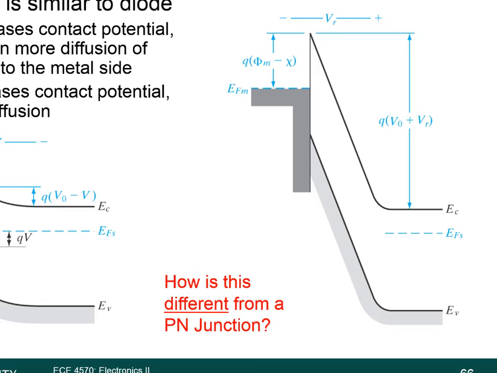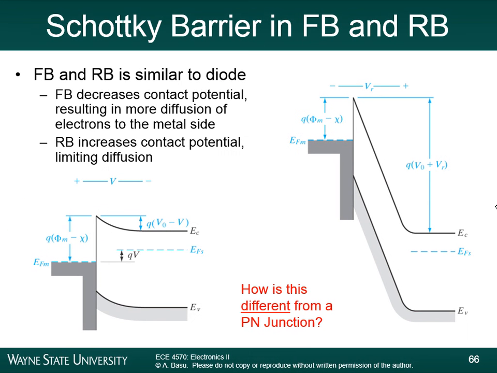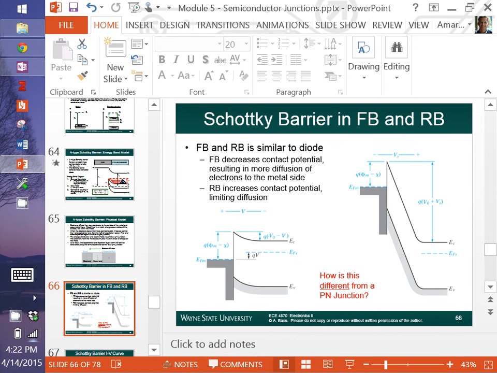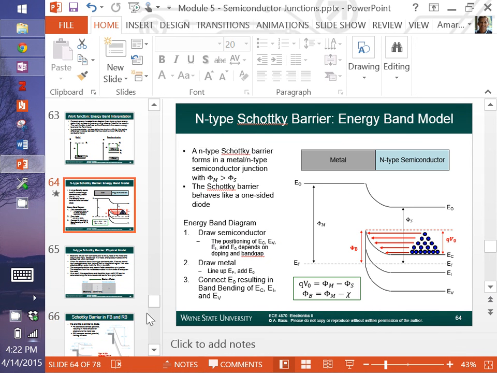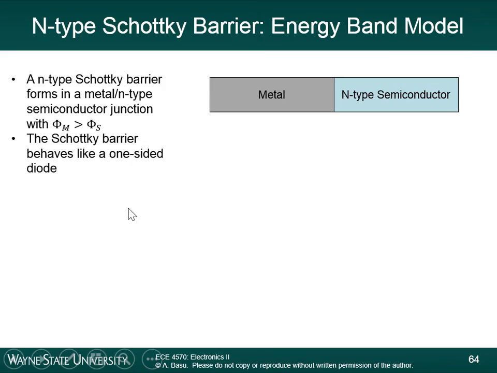So in a lot of cases, when we're trying to make contacts to the metal, we want to avoid making a Schottky barrier. Instead, we want to make an ohmic junction. We'll get to how to make an ohmic junction in the next few slides. But the condition for a Schottky barrier is if the metal work function is greater than the semiconductor work function, you will get a Schottky barrier.